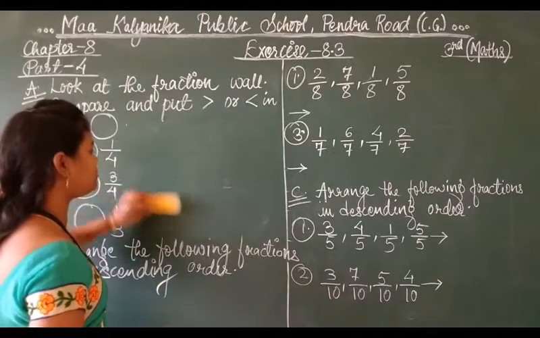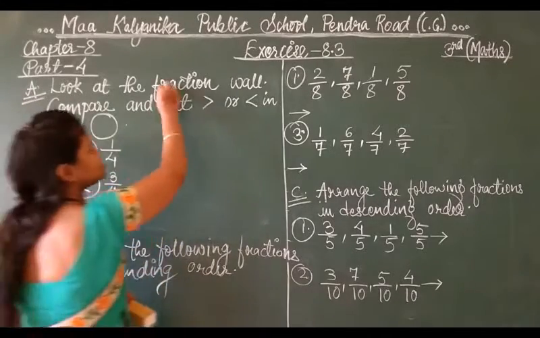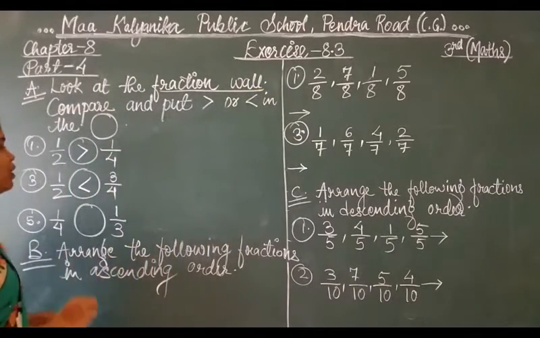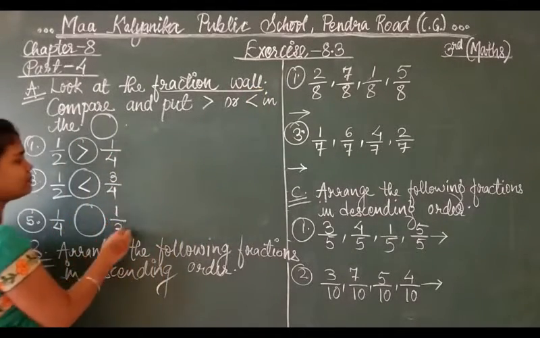You can either solve like this or you can go through the fraction wall which is given in your book. Now students, 1 by 4, 1 by 3.